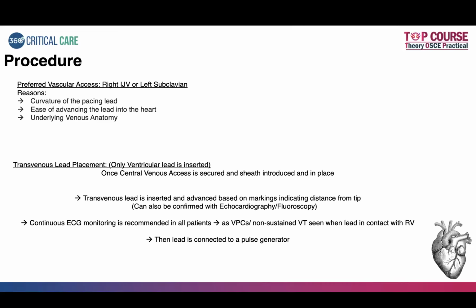So when you do a transvenous lead placement, only the ventricular lead is inserted. It's almost the same thing that is done for a central venous catheterization. The only thing is, after you put a dilator, rather than putting the central venous catheter, which can be single lumen or triple lumen, you put a sheath. Once you put the sheath in place, a transvenous lead is usually inserted.